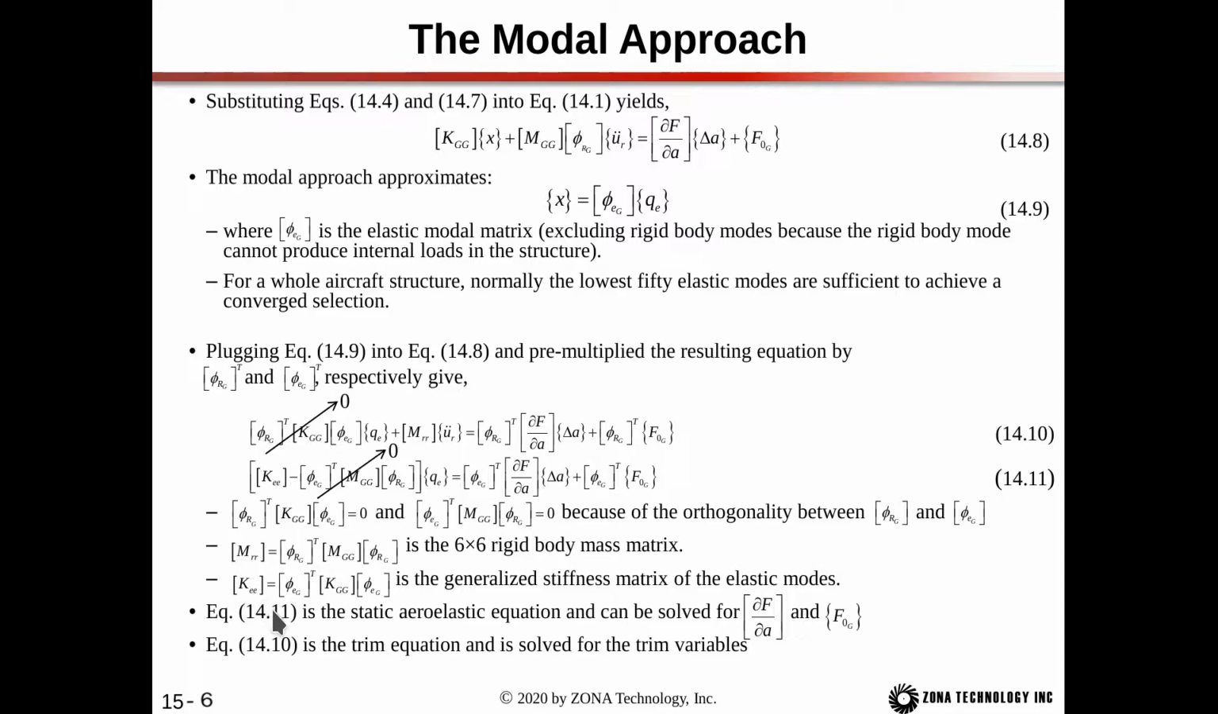And then K_EE equals Φ_EG transpose times K_GG times Φ_EG. This is the generalized stiffness matrix of the elastic modes. And this is computed by ZEUS based on the imported K_GG or K_GH matrix. Now it's best to import the K_GH matrix because the K_GG matrix, of course, is a full matrix, which would be very, very large. But in Nastran, you can compute the K_GH matrix and then output the K_GH, import K_GH into ZEUS.